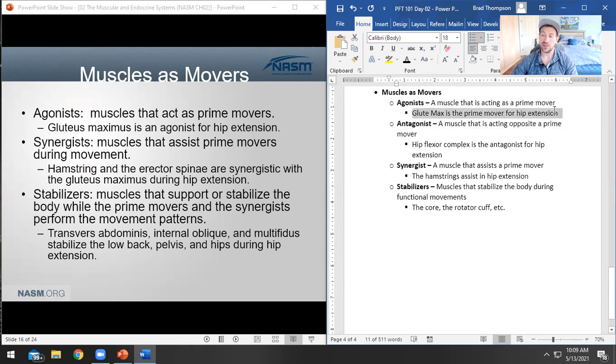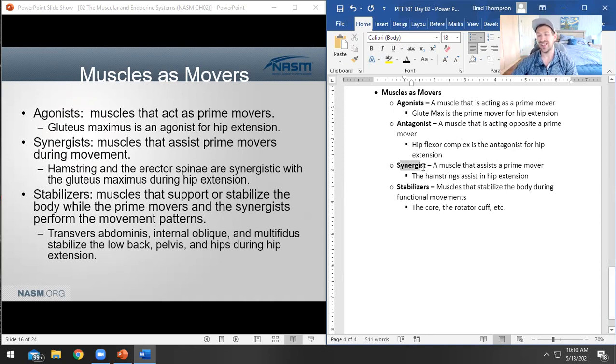So if your gluteus maximus does hip extension, then we need to look at whatever muscle does hip flexion, and that's going to be your hip flexor complex. So your hip flexors are the antagonists for hip extension. They do exactly the opposite thing. And so now you've got tension on both sides of the joint, which is good because we're not going to overly pull in one direction.